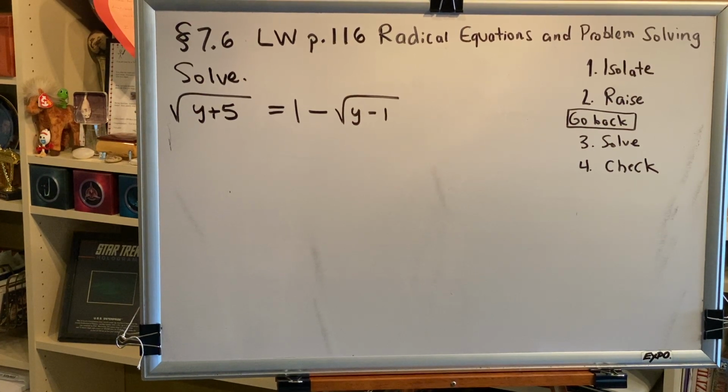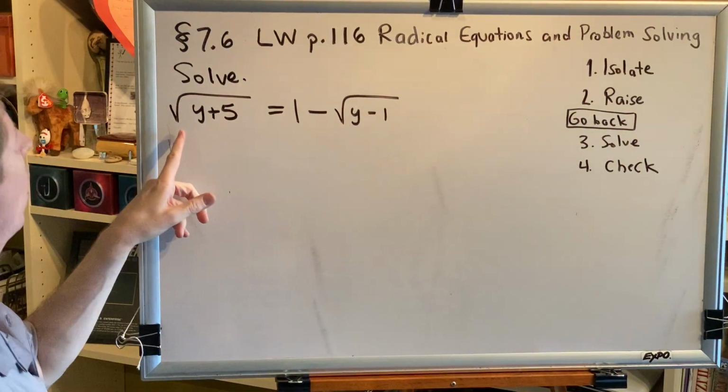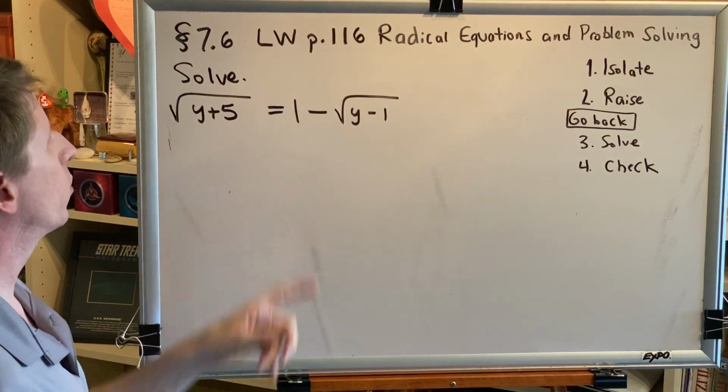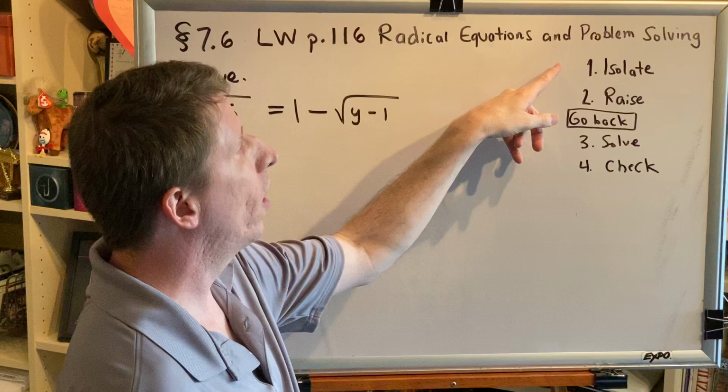We continue learning workbook page 116 with this final problem from this learning objective. This is the longest of the three problems. All right, we've got the square root of y plus 5 equals 1 minus the square root of y minus 1. Remember the steps. Step 1, isolate.